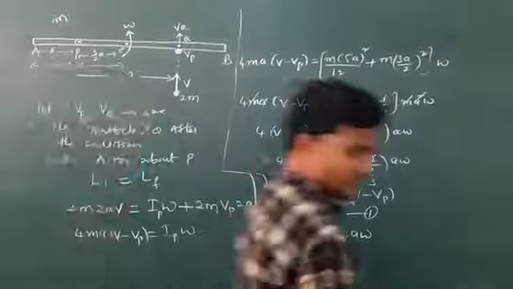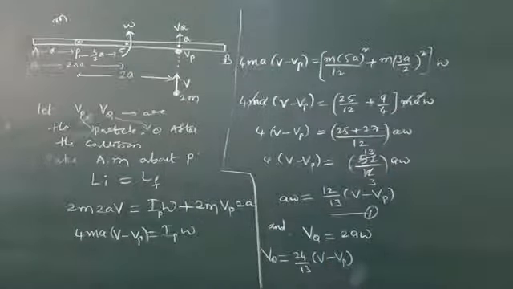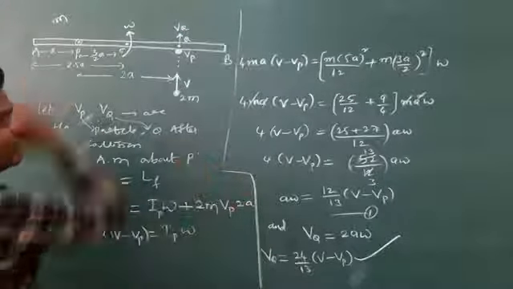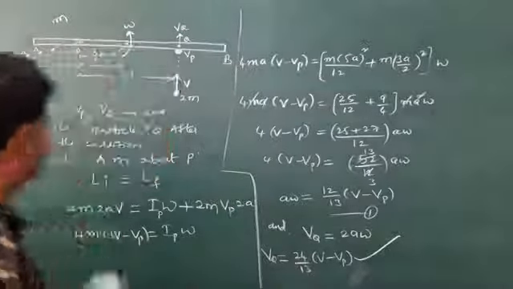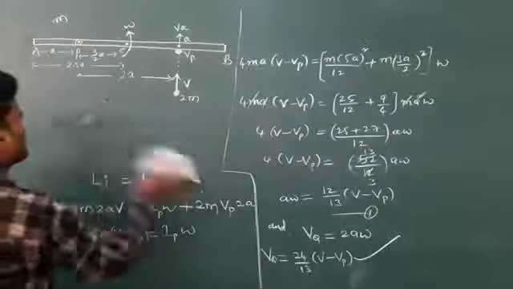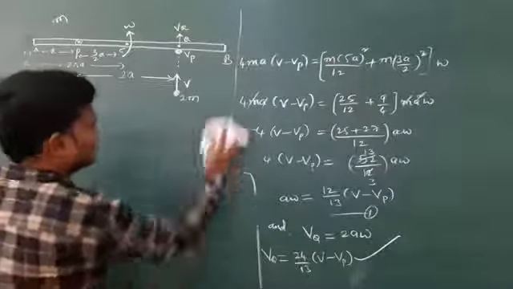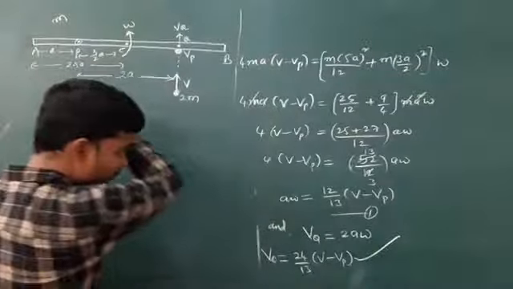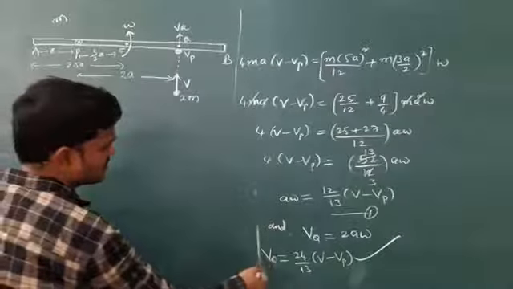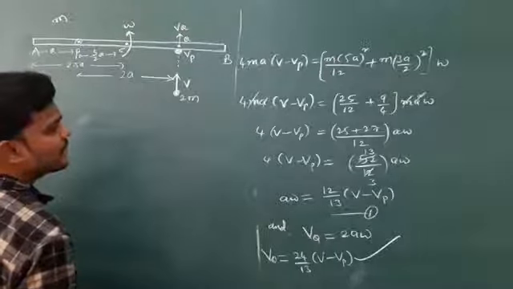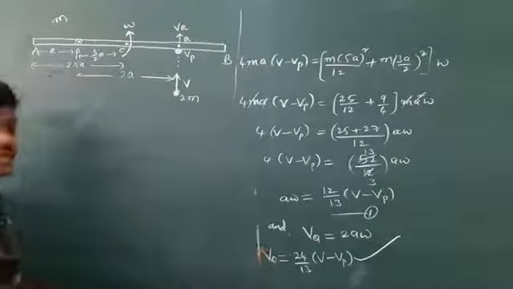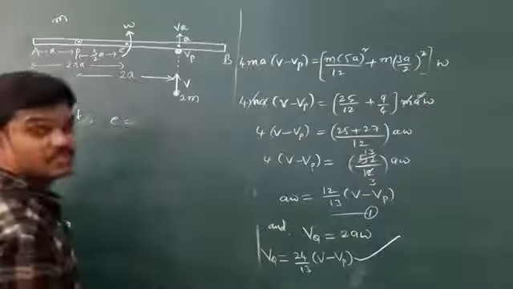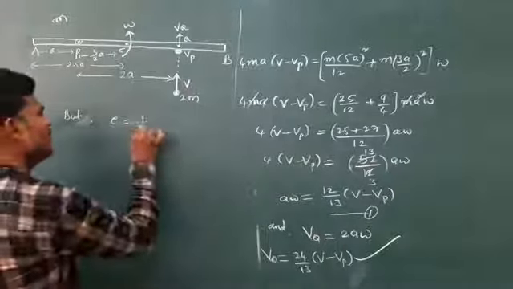Okay, is it visible? Yeah. So I got Vq value. Target is to find out Vp and omega. To get Vp, let me rub this part. So this is Vq, I got it, and I see one more condition is given. They gave e, the coefficient of restitution between them, that is equivalent to 1 by 4.